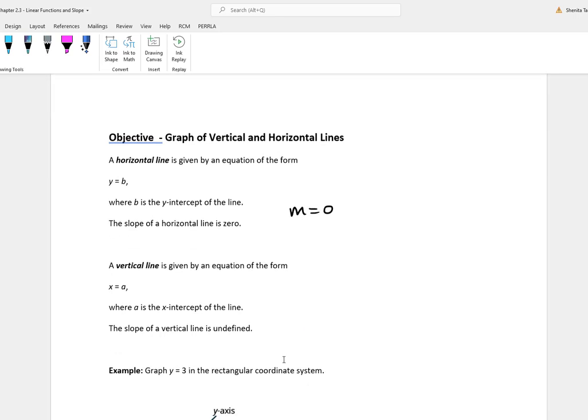Okay? A vertical line is an equation in the form of x equal to a. The slope of a vertical line is undefined. If you put 0 for the slope, it would be marked incorrect because it's not 0, it's undefined.